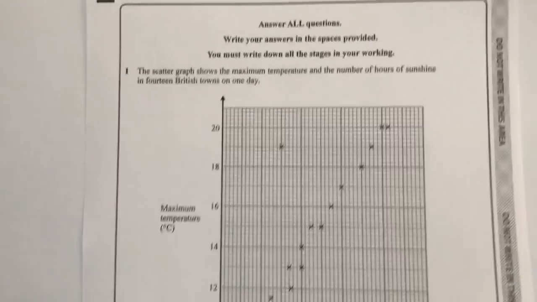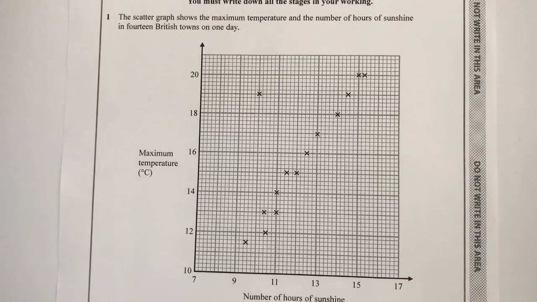Okay, so let's move on then to question number 1, and question number 1 shows a scatter graph. In this particular case, we've got a scatter graph showing the maximum temperature and number of hours of sunshine in 14 British towns on one day.